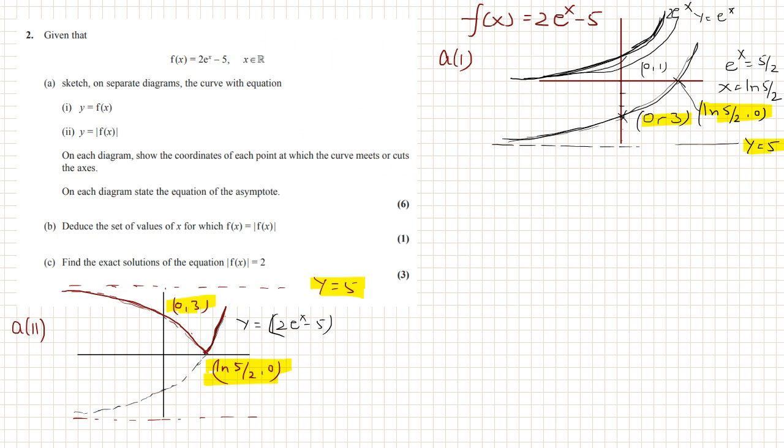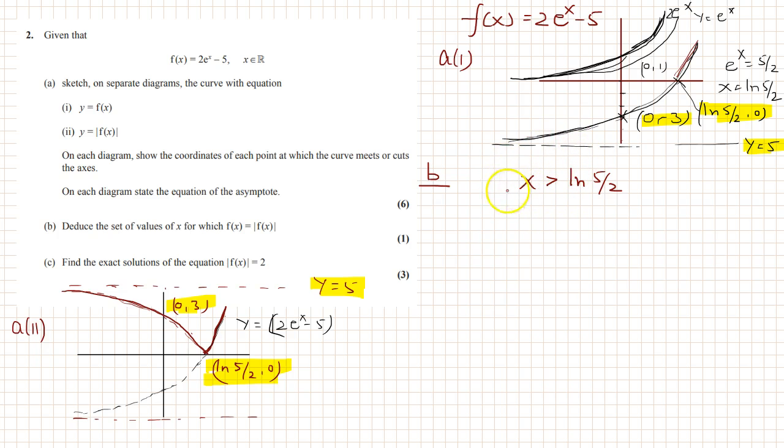Part B. Deduce the set of the values for which f(x) is equal to mod f(x). So in fact, if I see in this diagram, only this part is common. So x is greater than ln(5/2). These are the values.